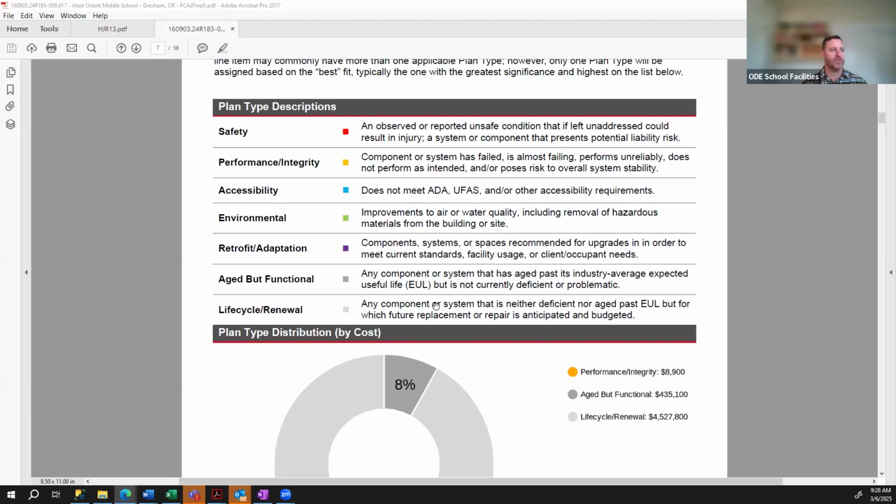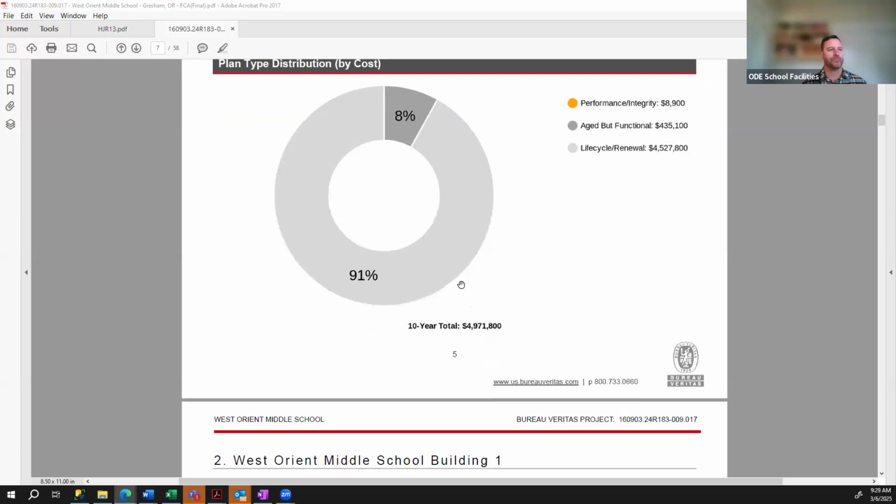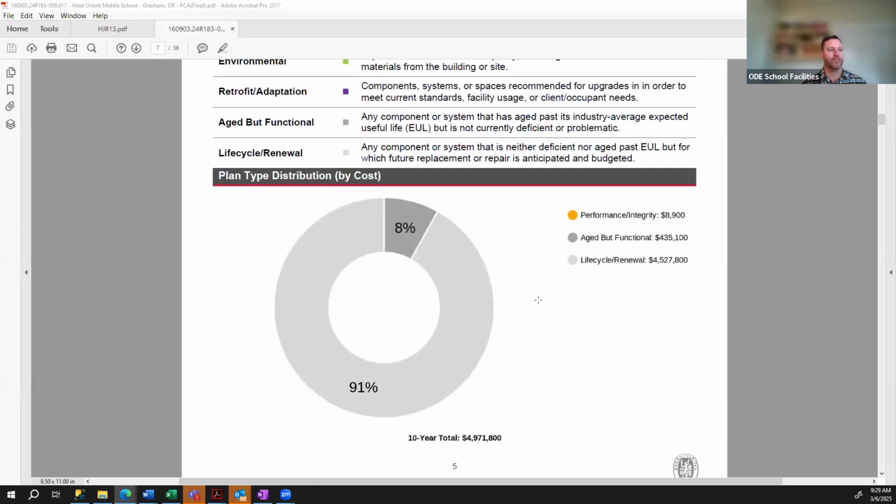The rest of this is pretty straightforward. Aged but functional means that it's aged past its useful life, but it's still currently functioning. And this is what a lot of your systems probably are, because again, you guys are making these components last a long time. Any questions there?